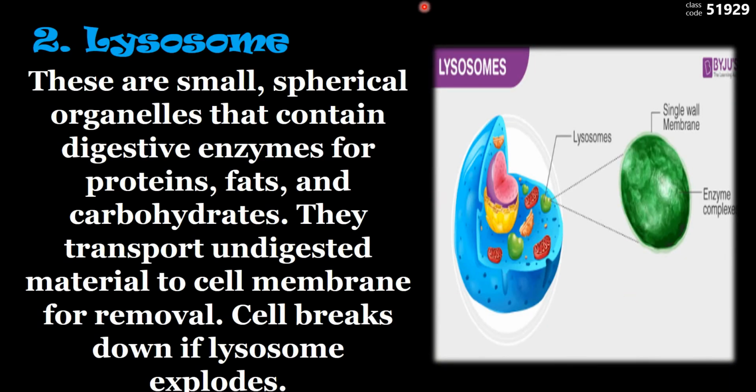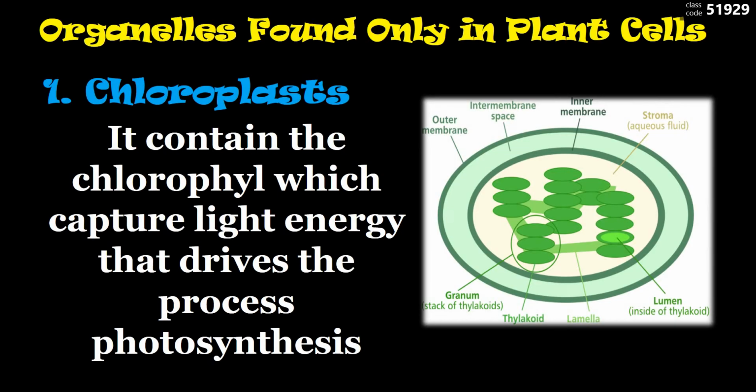The next one is the lysosome. They are small, spherical organelles that contain digestive enzymes for proteins, fats, and carbohydrates. They transport undigested material to the cell membrane for removal. If the cell breaks down, the lysosome explodes. So this is the picture of lysosomes.